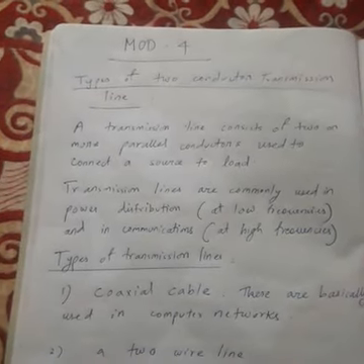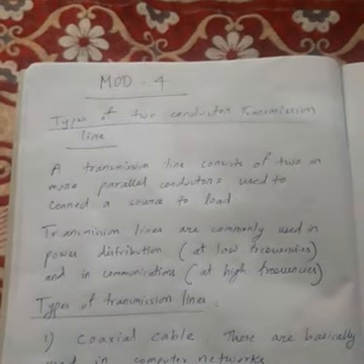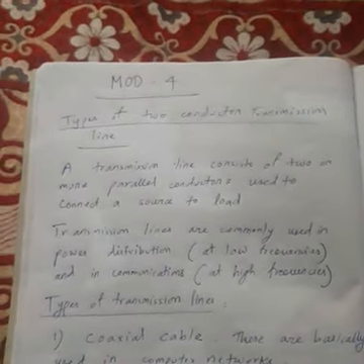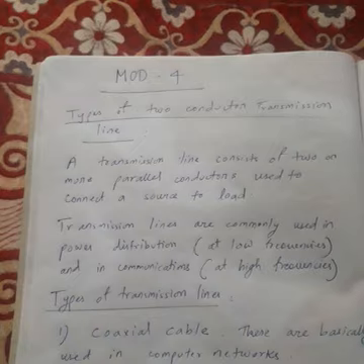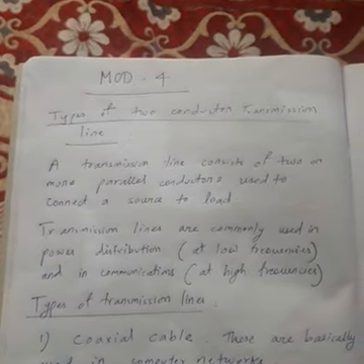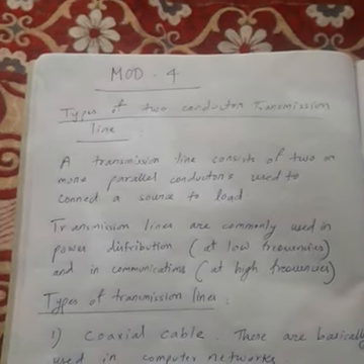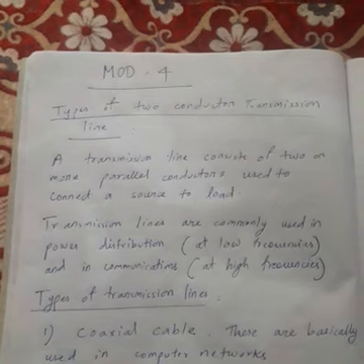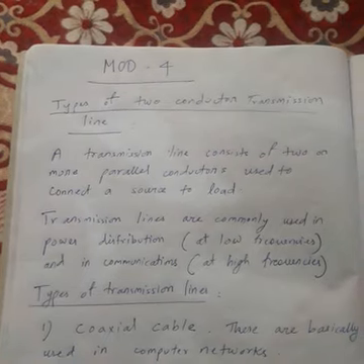Good afternoon, students. Today we move on to our next module in electromagnetic theory, module 4. The chapter is about transmission lines. As you know already, a transmission line is an arrangement which consists of one or more parallel conductors, and it connects the source to load. The transmission lines will be analyzed using electromagnetic theory.